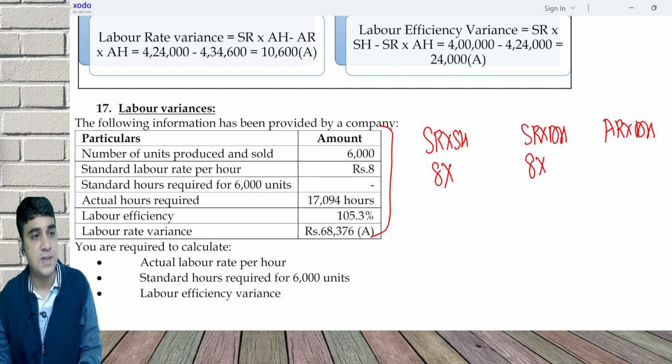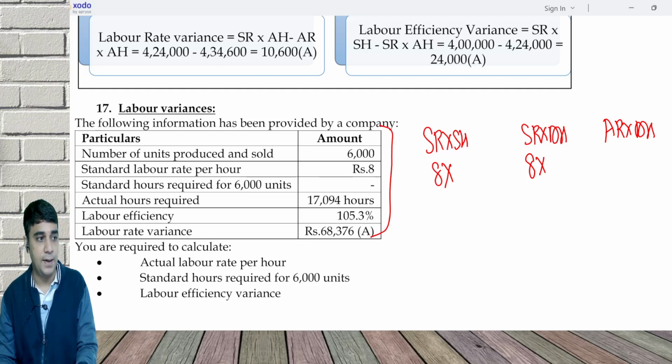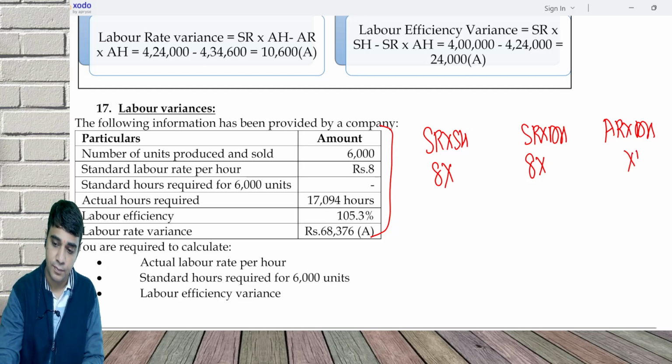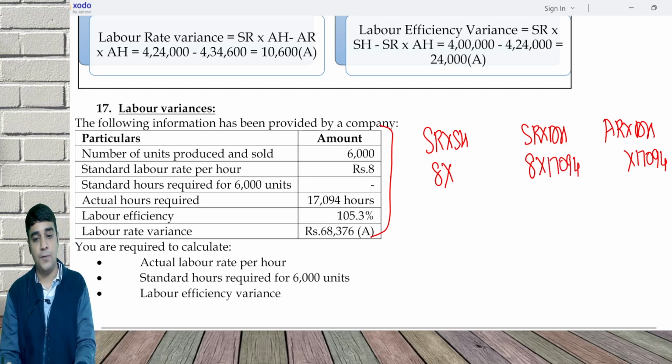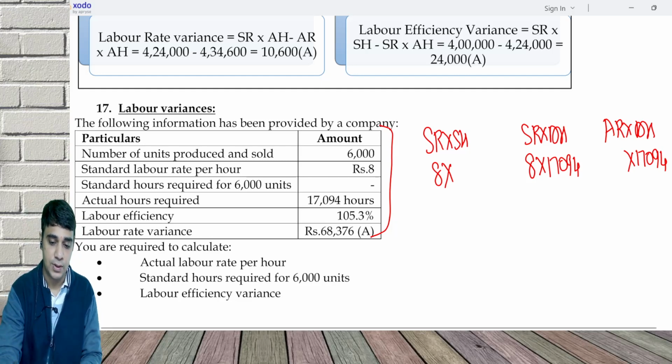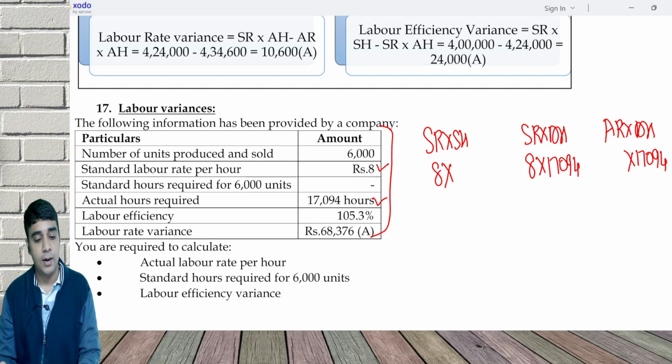Is the actual rate available? That is in fact the first requirement of the question: actual labor rate per hour. Actual hours, fill at 2 places: 17094. So I've already used this information. I have been given two data, labor efficiency percentage and labor rate variance. Those are the two pieces of information given in the question.